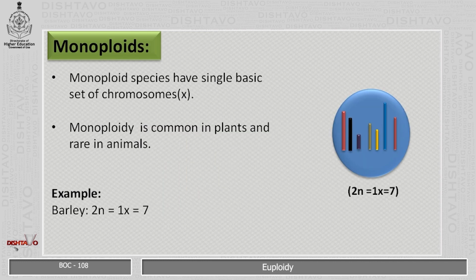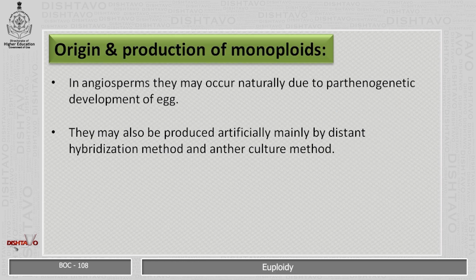Monoploids. Monoploid species have a single basic set of chromosomes. Monoploidy is common in plants and rare in animals. For example, in barley, 2n = 1x = 7. Origin and production of monoploids. In angiosperms, they may occur naturally due to parthenogenetic development of egg. They may also be produced artificially, mainly by distant hybridization method and anther culture method.